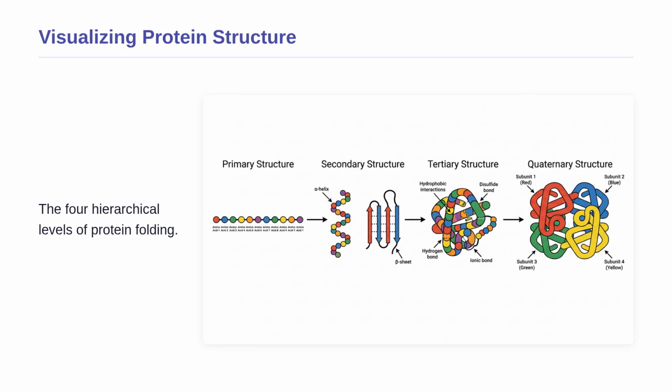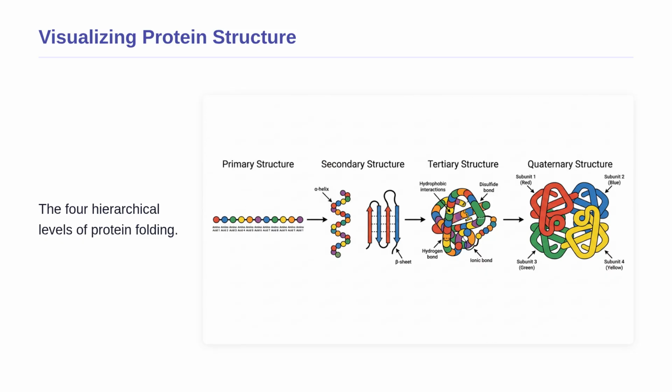Before we move on to the mathematics of these structures, let us see this with a concrete visual example. Look at the diagram on your screen. On the far left, you see the primary structure, which is just the sequence of amino acids, like beads on a string. Moving to the right, the secondary structure shows how this string twists into an alpha helix or folds into a beta sheet.